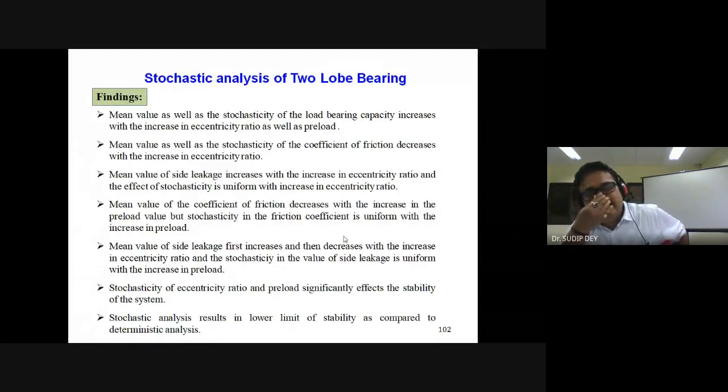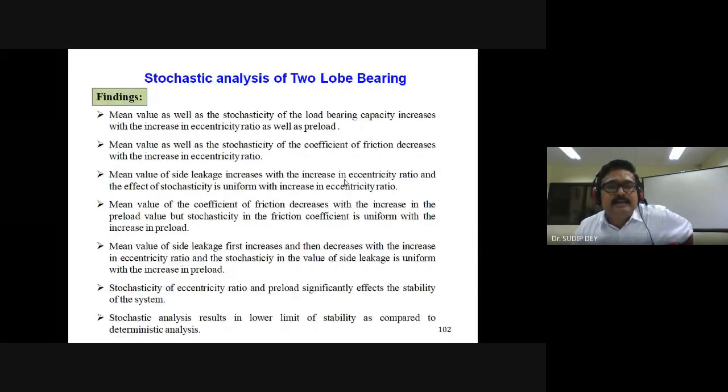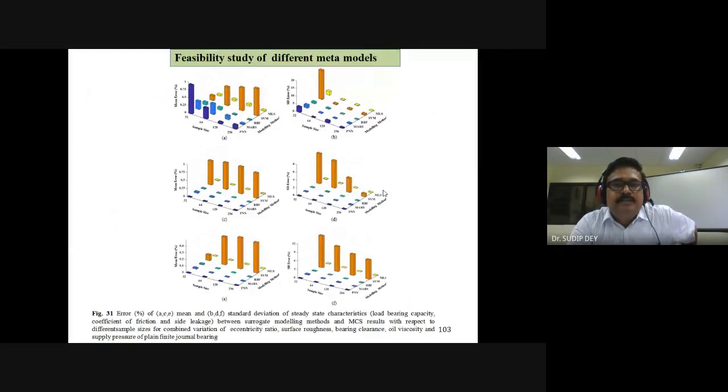Now these are the analysis findings. As the mean value of the stochasticity of the load bearing capacity increases, the increase in eccentricity as well as preload is identified, and the mean value of the side leakage also increases with the increase of eccentricity ratio. The mean value of the coefficient of friction decreases with the increase of preload, and likewise the trend can be observed from the diagram.